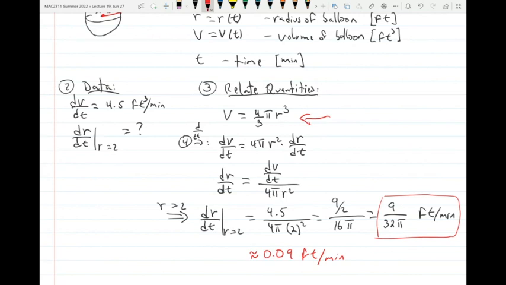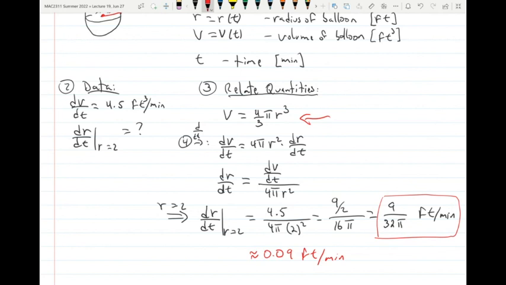Right? So instead of dV/dt, I put 4.5. That's what it equals. And R is equal to 2 because we want to know what dR/dt is when R is 2. You see, R equals 2. Let's put 2 here for R. Calculate.